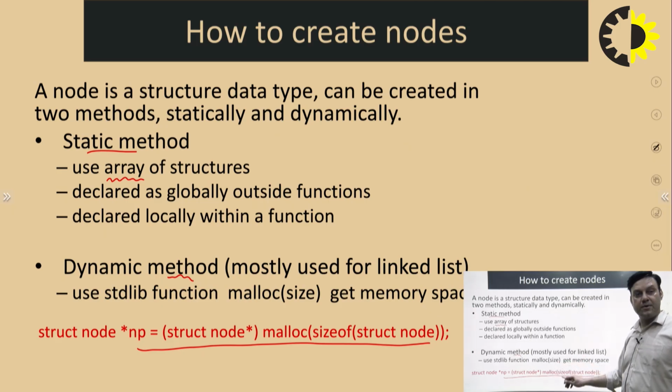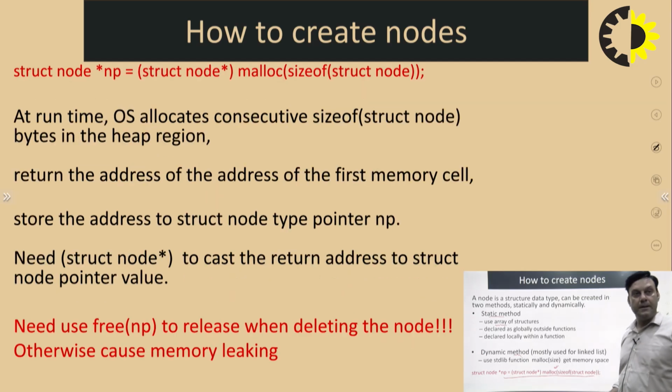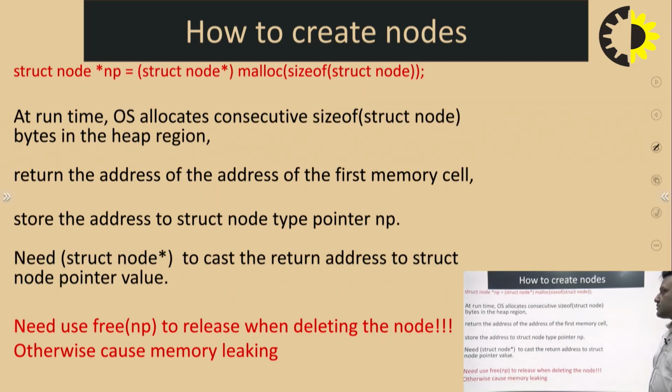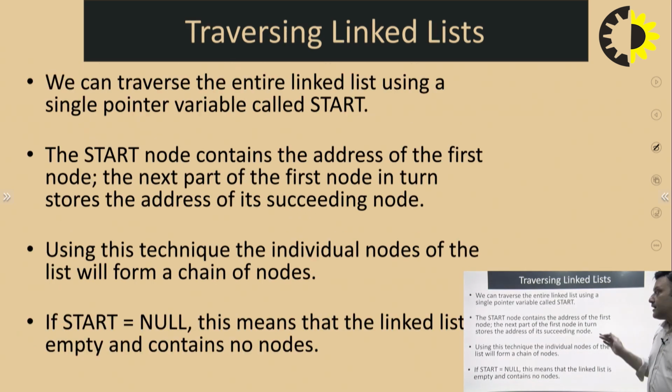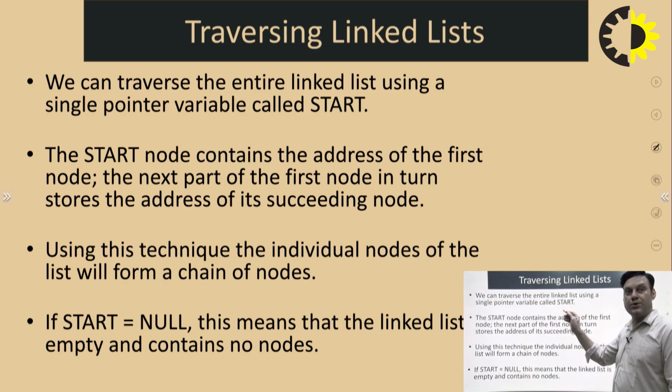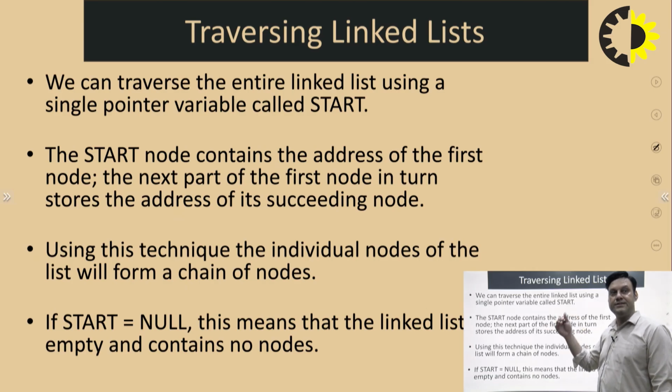This method is dynamic because we know that we are using malloc. Malloc is a dynamic function. So how are we going to create a node? I have just explained. After doing this, I am explaining the traversing and inserting algorithms. So what is traversing? Traversing means we are going to visit each element in a linked list.